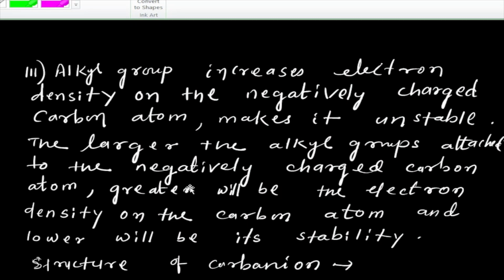And if any electron-withdrawing group is present, the electron density on the carbon decreases and it becomes more stable. So the larger the alkyl groups attached, the more the electron density or negative charge on the carbon atom increases, and that means lower stability. So more alkyl groups, more unstable. Fewer alkyl groups, more stable. If there is an electron withdrawing group present, it withdraws electrons from the carbanion, so it is more stable. So what is the structure of the carbanion?